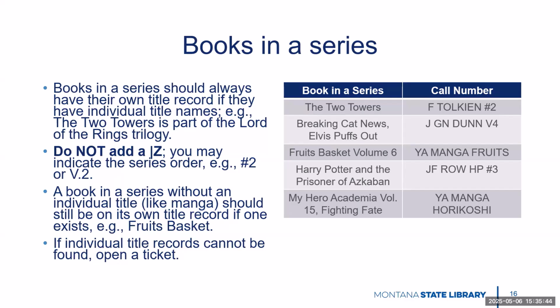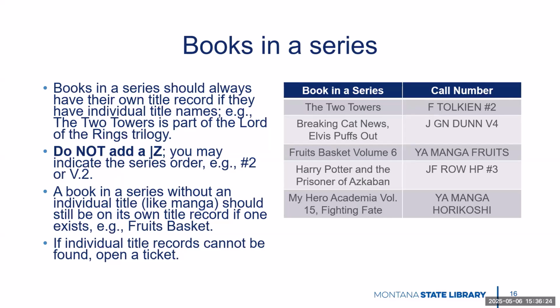So a really good example of this is we have the Lord of the Rings trilogy, but when people are looking for specific books in that trilogy, we're going to think The Fellowship of the Ring, The Two Towers, Return of the King. So those individual book titles are different from their series title. Okay. In this case, you do not add a bar Z to call numbers for series where each part is on its own record. That's because the title record is indicating to the person, here's the title of this item. It is part of this series.